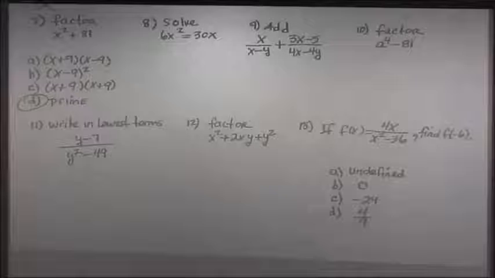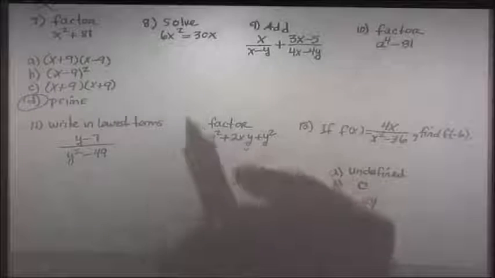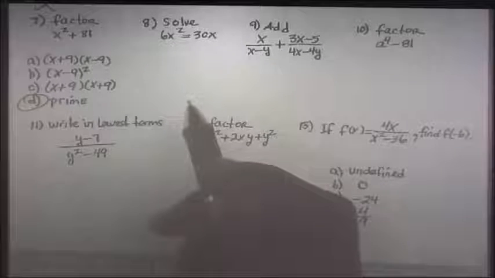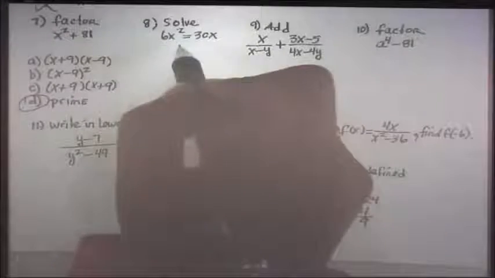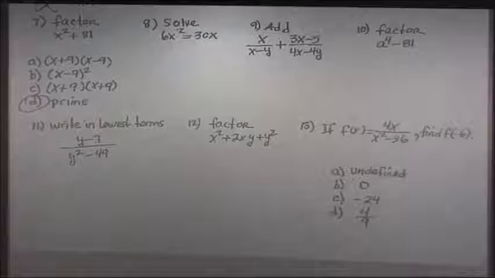Number 8, it says solve. And we have 6x squared equals 30x. What are we going to do first? Subtract 30x. Remember, you cannot factor over an equal sign. So you need to go ahead and set it all equal to 0.